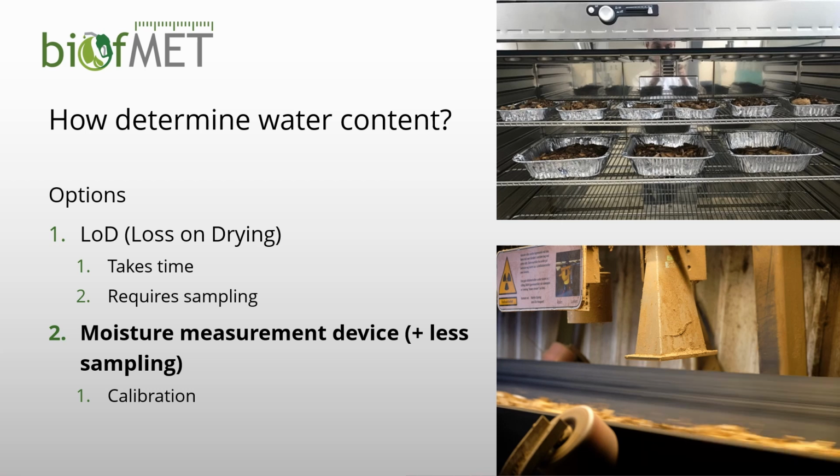So the more modern approach is to use some kind of moisture measurement device, such as the microwave system shown in the picture to the right, which measures on all the sample passing below this conveyor belt. But in order to make this an option, we need to calibrate the device so we know what the reading of the instrument means, and this is the purpose of this video.